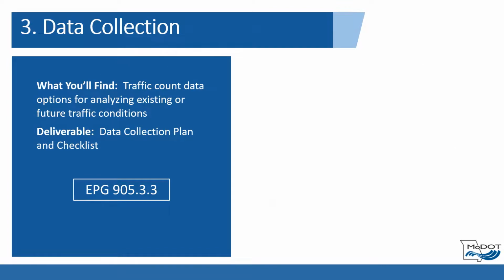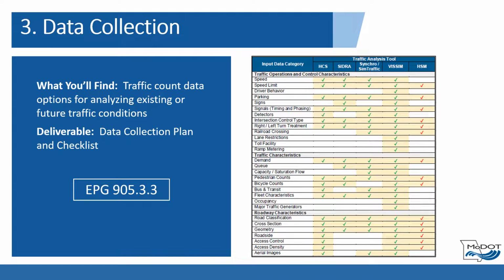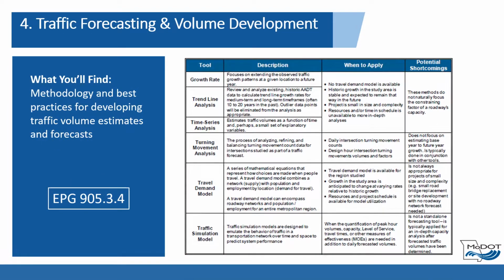Chapter 3, Data Collection, details all traffic count data options available to analyze existing or future traffic conditions. A checklist is provided for the user to document how the appropriate traffic data collection plan was determined. Chapter 4, Traffic Forecasting and Volume Development, details the methodology options and best practices for developing traffic volume estimates and forecasts to be used in the planning and development of transportation projects.